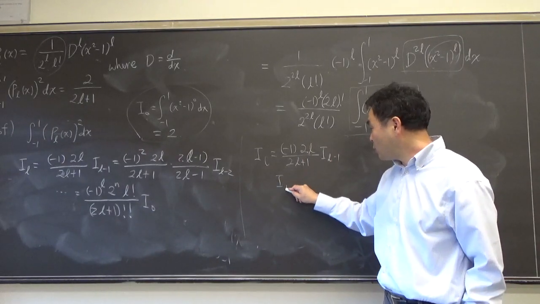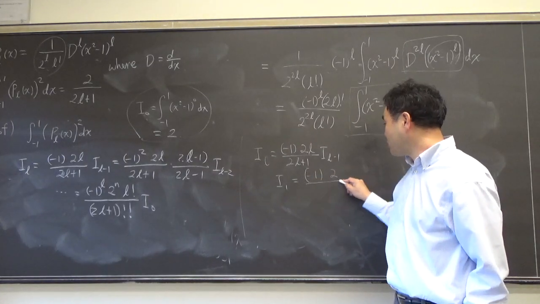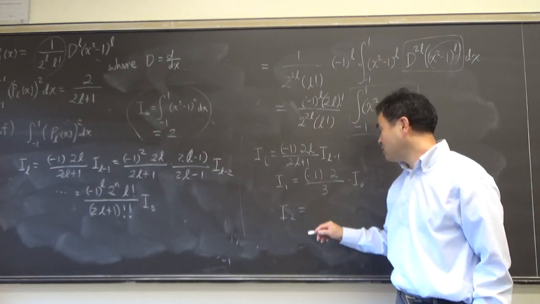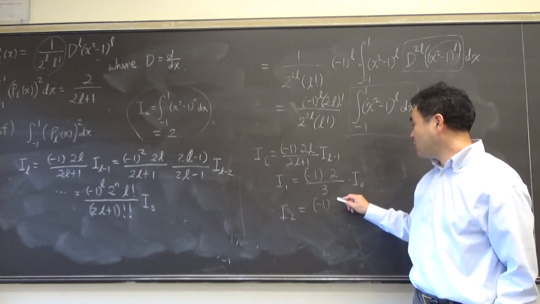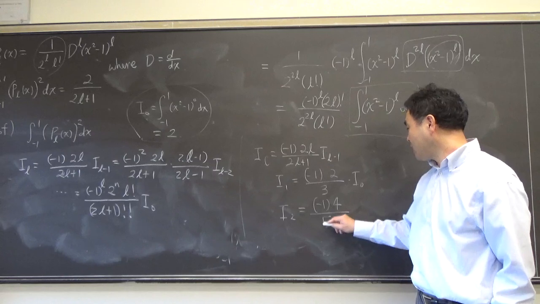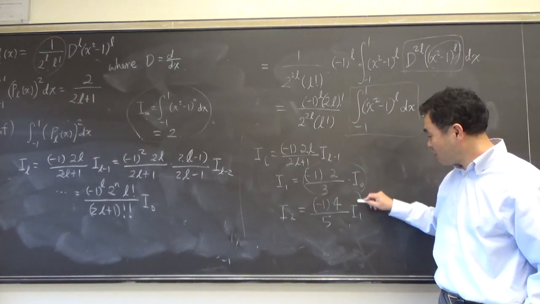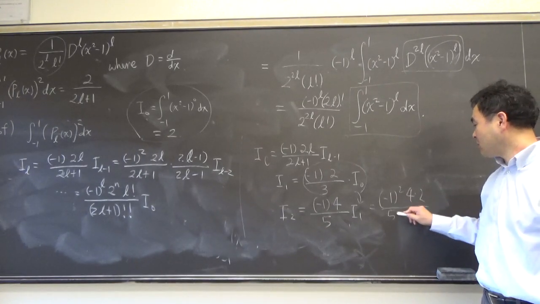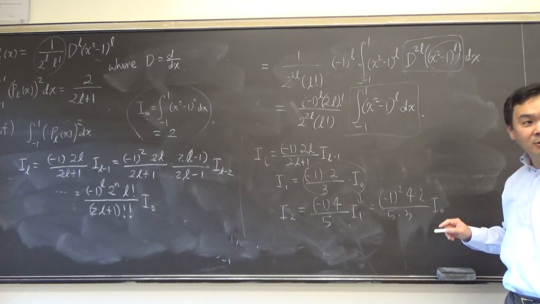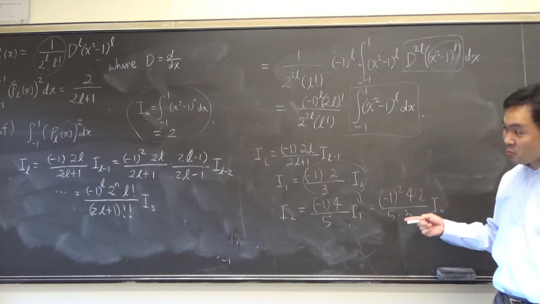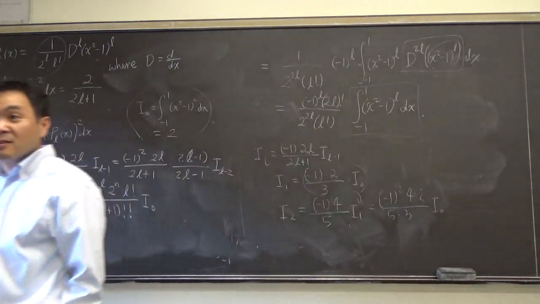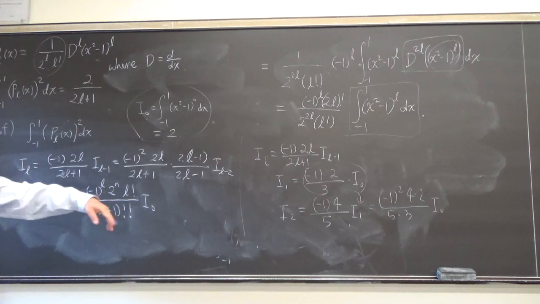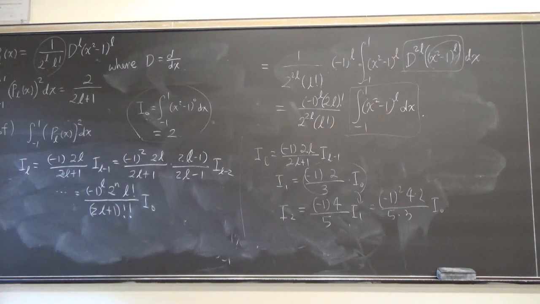So you have I_1 equals negative 1 times 2 over 3 of I_0, right? And you can plug in I_2 equals negative 1 times 4 over 5 I_1, but then you stick this in here and you get negative 1 squared times 4 times 2 over 5 times 3 I_0. And you keep doing this over and over again, you'll see the pattern, which is exactly this one. Do you agree? It's going to be the same thing. So plug in 3 and repeat the process. You'll eventually see that this is what you get.